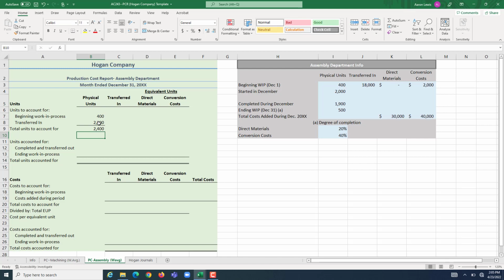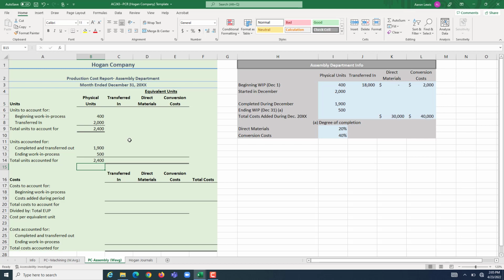Some of them got finished, some of them didn't. We have that information too. We completed and transferred out 1,900 gonculators, and the other 500 gonculators are still in our ending WIP. And that is where our 2,400 different gonculators ended up. We accounted for all of the units we had to account for.